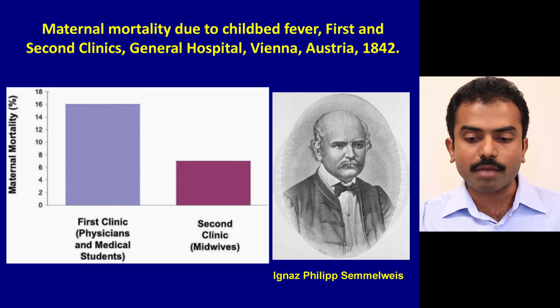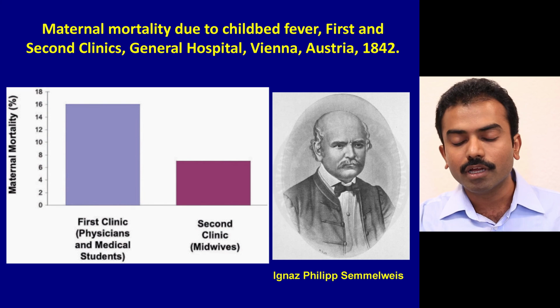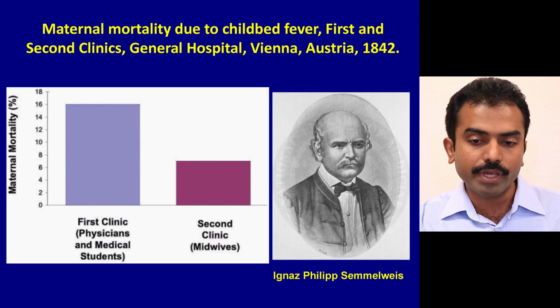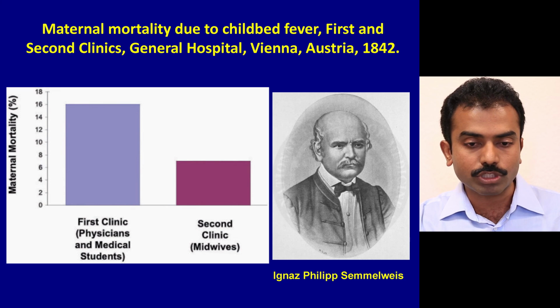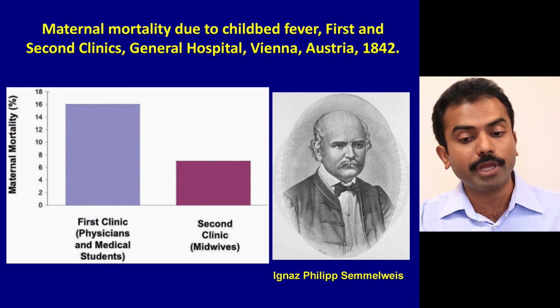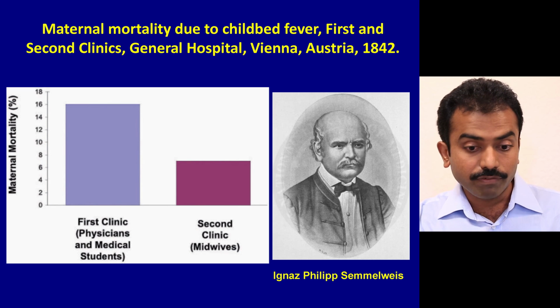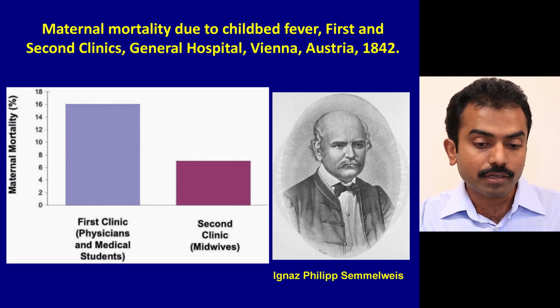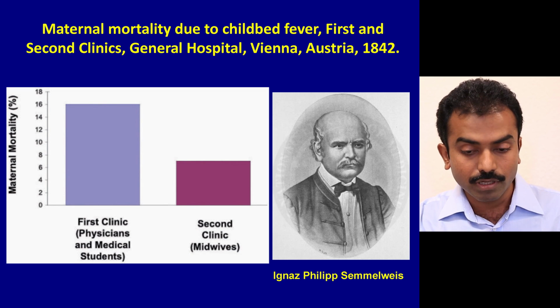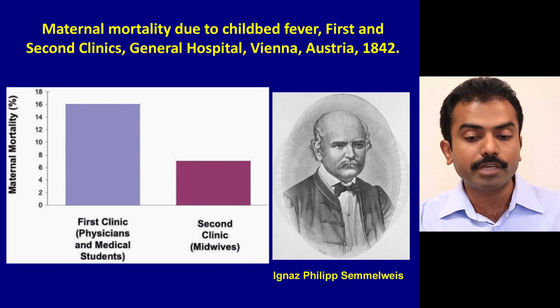Another classic example from Austria. So this is Semmelweis, the guru of hand hygiene. If you look at this particular data, he observed that the maternal mortality due to puerperal fever, or childbed fever as it was called then, was higher in the first clinic as compared to the second clinic. The first clinic was where the physicians and the medical students were involved in conducting deliveries, whereas in the second clinic it was the midwives.